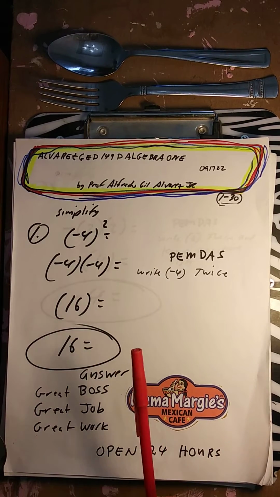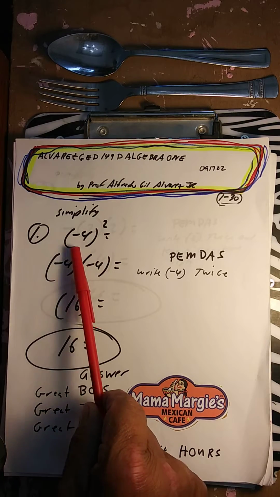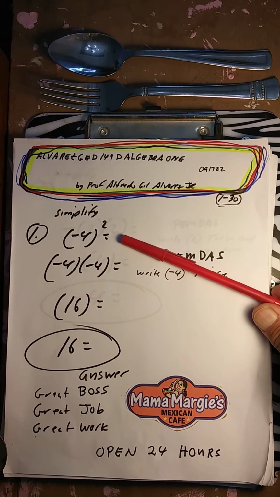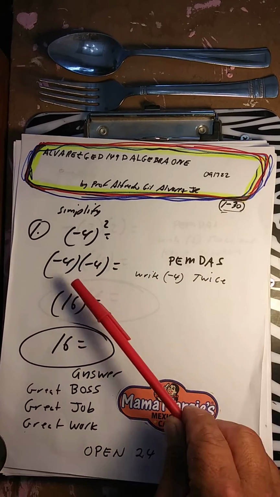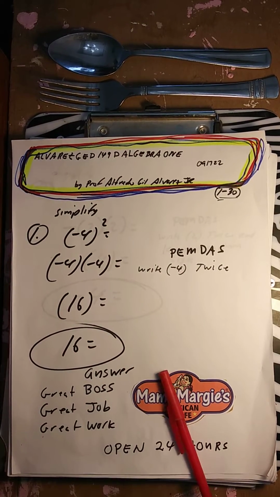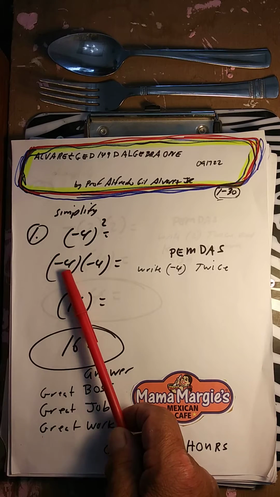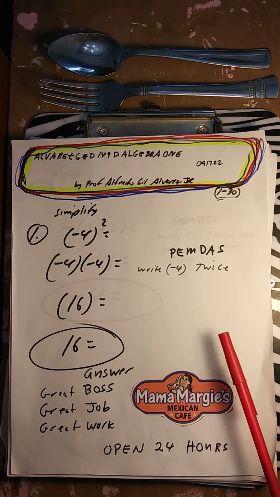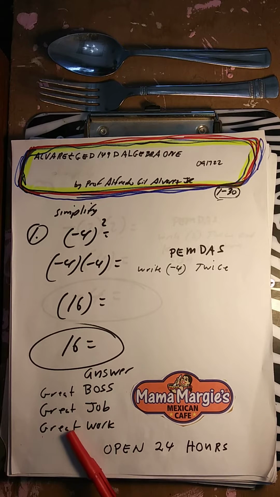All right. Simplify this. So negative 4 squared, with parentheses around the negative 4. So you have to do both of it. Negative 4 times negative 4 to get the answer. Negative 4 times negative 4 is a positive 16. 16 is the answer. Great job. Great work.